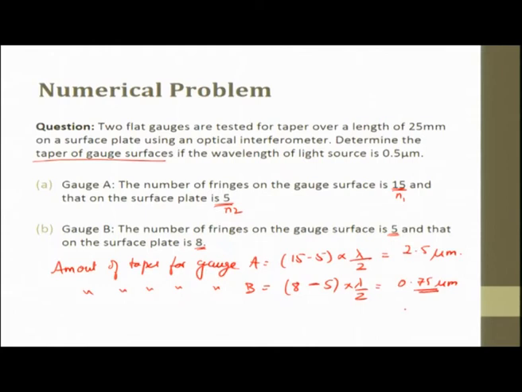So, what we have done is we have found out the taper, and we have found out the height. Height is found out by the formula lambda L n by 2L. Okay. With these two, height and taper, we can use optical flat for measuring the height difference.